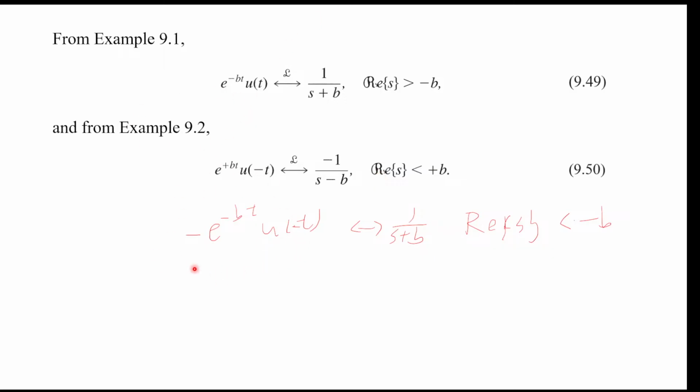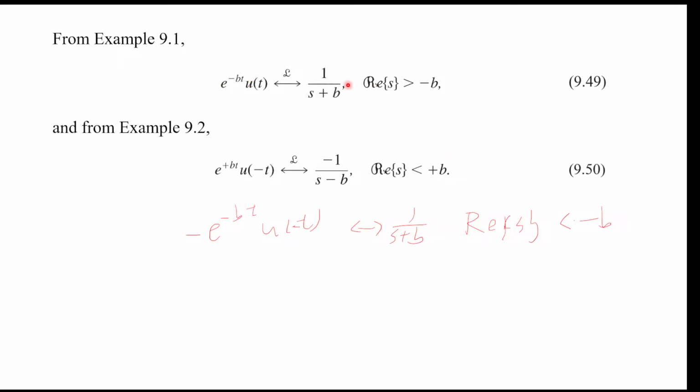In example 9.2, we have e to the minus bt u of minus t, whose Laplace transform is 1 over s plus b, with the real part of s less than minus b. So we put a negative sign on b, going from plus b to negative b. Every b becomes negative b here. So this plus b becomes negative b, and this minus b becomes positive b. And also we have a negative sign here. Okay, so those are the two Laplace transforms.